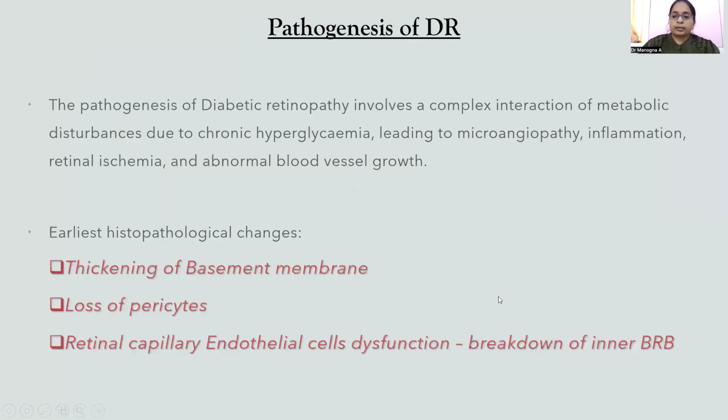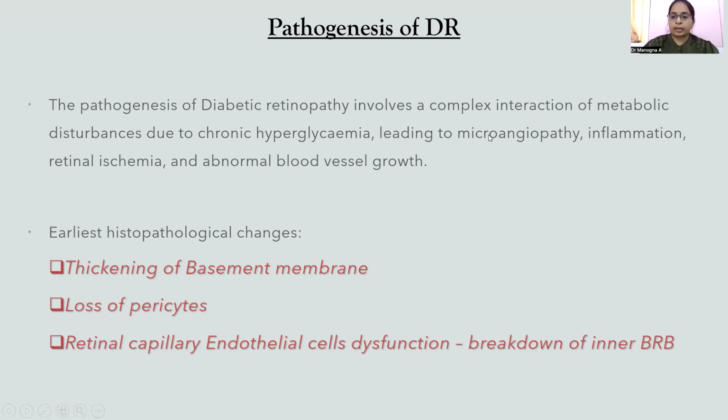In diabetic retinopathy, you have to mainly know three important things: pathogenesis, classification, and management. First is the pathogenesis of diabetic retinopathy. You need not know everything in detail, so I have specifically highlighted the things that should be on your sticky notes. The pathogenesis itself is complex, it is a metabolic issue. It goes on over time and is a complex interaction of metabolic disturbances.